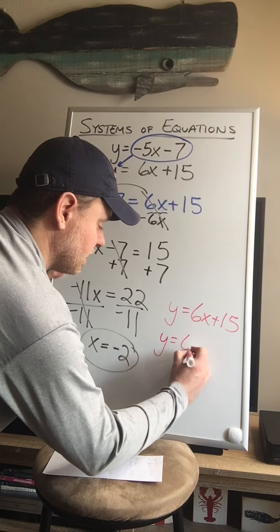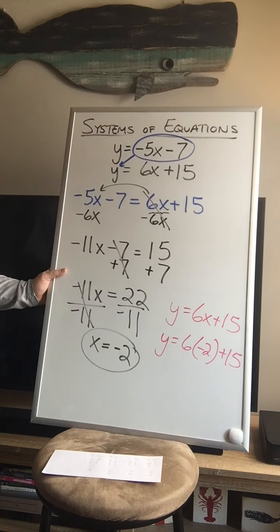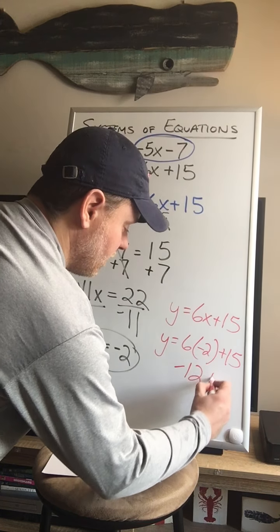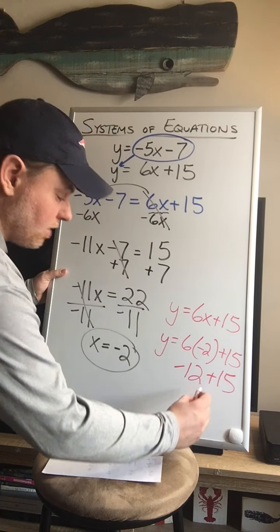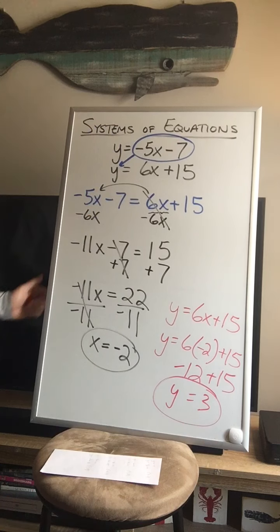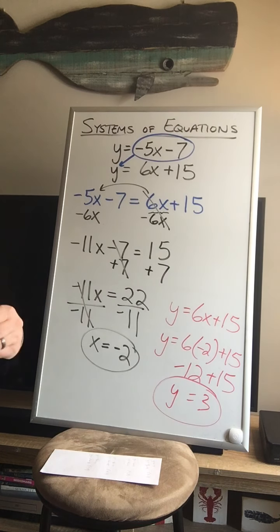Y equals 6 times negative 2 plus 15. So 6 times negative 2 is negative 12 plus 15. So that looks like the y comes out to be 3. So x is negative 2, y is 3. Now you have your final answer. If you want to write it that way, that's great.